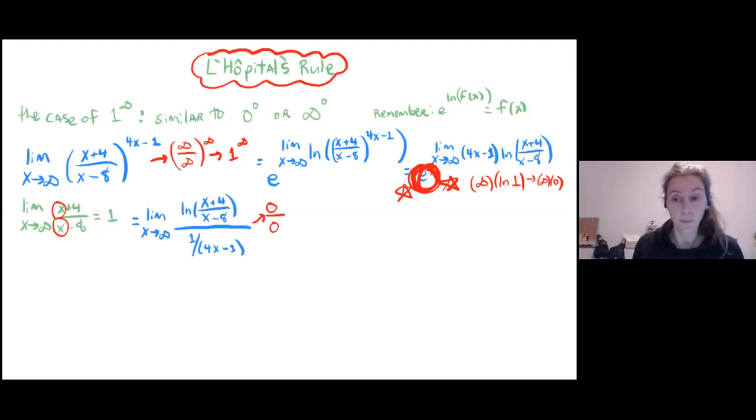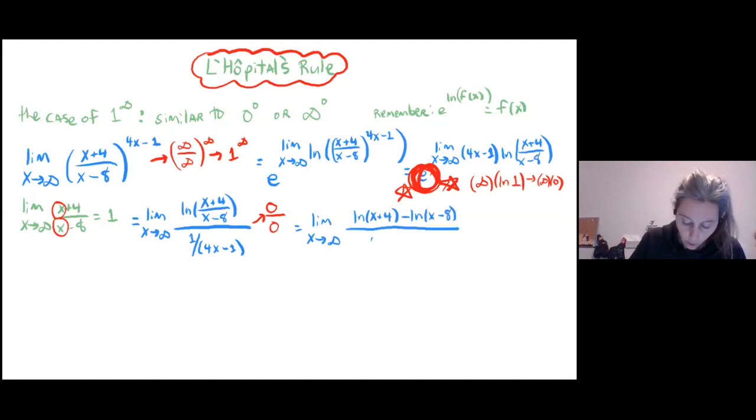And so I can use L'Hopital's rule, but it will probably be easier to take the derivative of the numerator if I separate it using my log rule. In other words, if I say this is equivalent to the limit as x approaches infinity of ln of x plus 4 minus ln of x minus 8 over 1 over 4x minus 1. Now this is still 0 over 0.